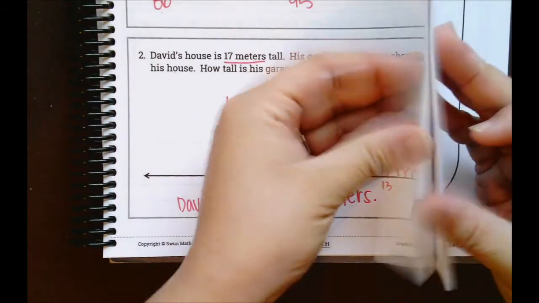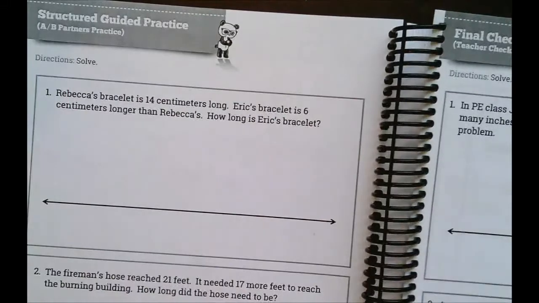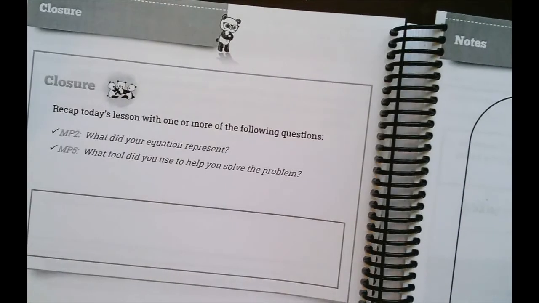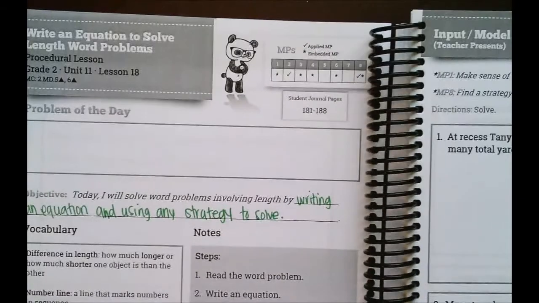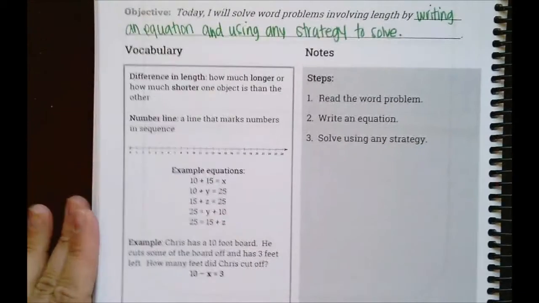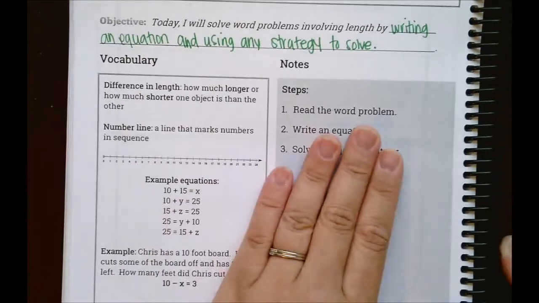So, like yesterday and the day before, I want you to do structured guided practice and final check. I'm going to skip forward to the next chapter, to 18. If you need to pause it to finish those activities, go ahead. If you want to continue, then just continue. But go ahead and pause and move forward if you need to. So, same exact objectives, same vocabulary, same steps.